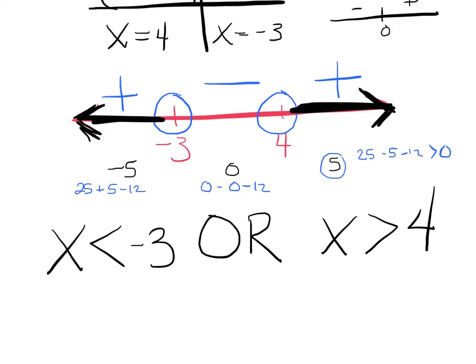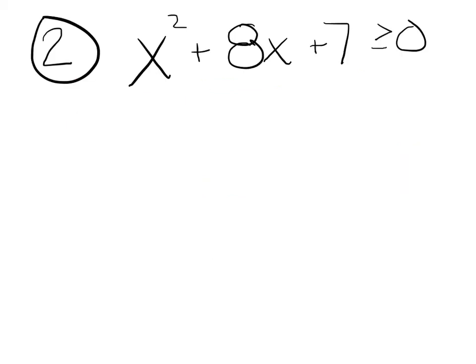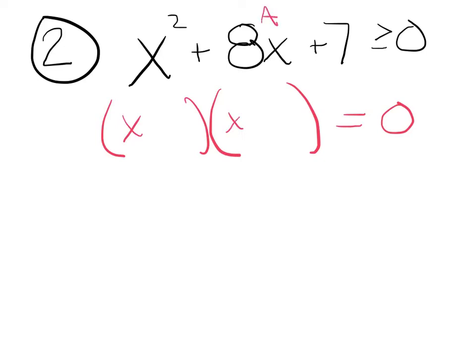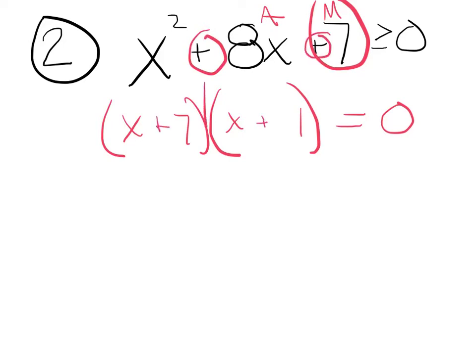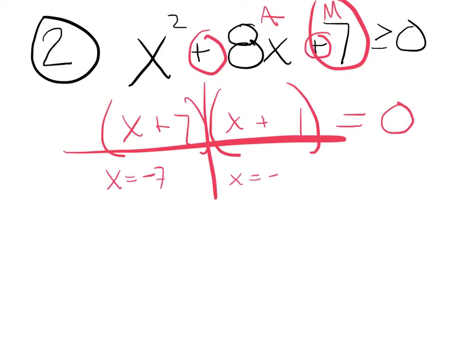Let's try another one. Number 2, x squared plus 8x plus 7 is greater than or equal to 0. So the first thing that you have to check is, before you can factor, you have to be equal to 0, which we are. So let's go ahead and factor. I would say this is add multiply. Start with your multiplying. It has to be 7 and 1. This sign tells me that they're the same, plus plus. Tee it up. I should get x equals -7 and x equals -1.